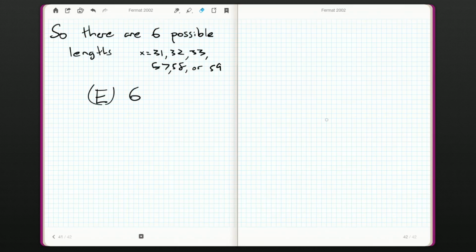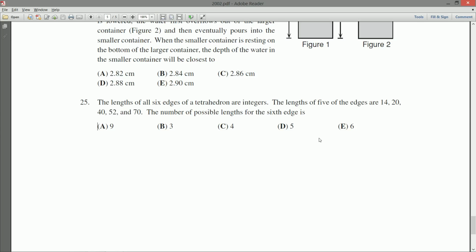Okay. Now notice when we double checked that, we made sure that the cases did work, that all the triangles worked out, because maybe we counted 58, but there was some other triangle inequality reason that it didn't work, and we would have had an answer of D, which is 5. But we did. We made sure that all the triangle inequalities narrowed it down, and all 6 possibilities really do work. And that wraps up question number 25.